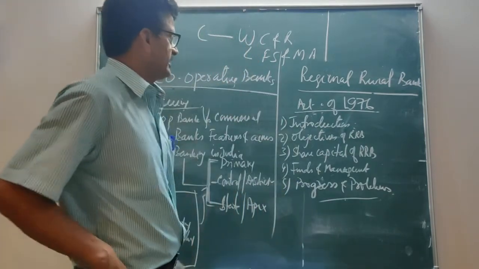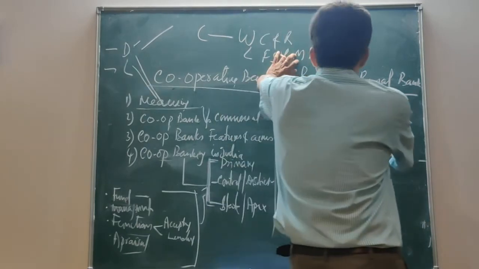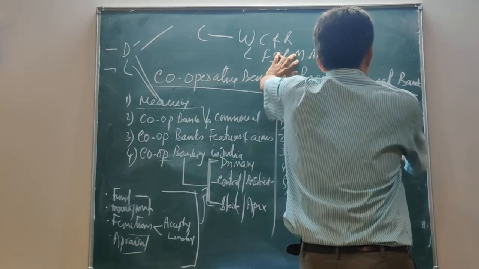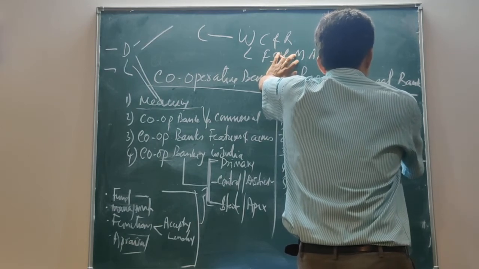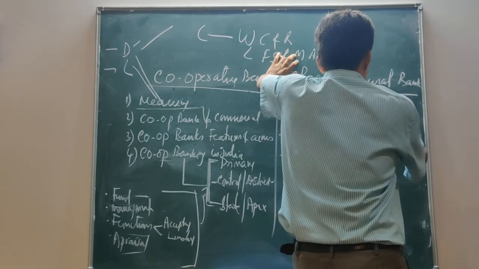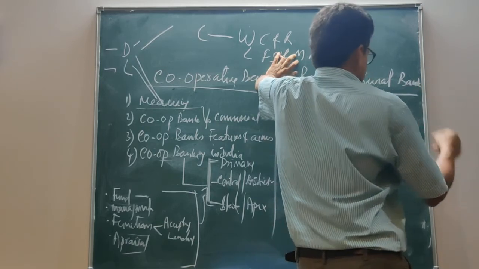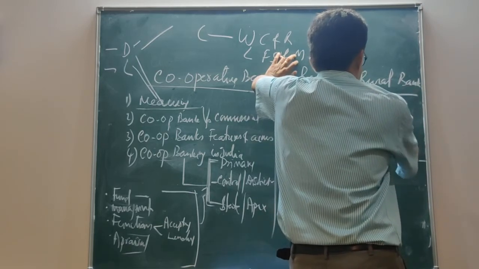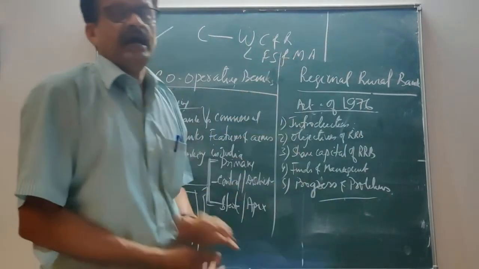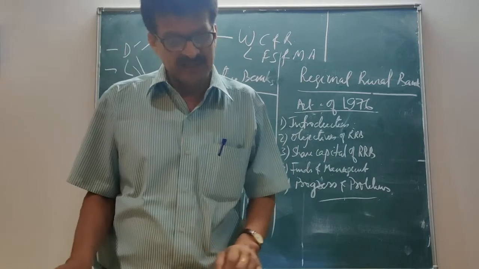So this way you will find a regional rural bank will be managed by a board of directors consisting of 1 chairman plus 8 directors. The chairman is appointed by the sponsoring bank in consultation with the central government. The other 8 directors are appointed in this pattern: 3 to be nominated by the CG, 2 to be nominated by the SG, and SG means state government, and 3 to be nominated by the sponsoring bank.